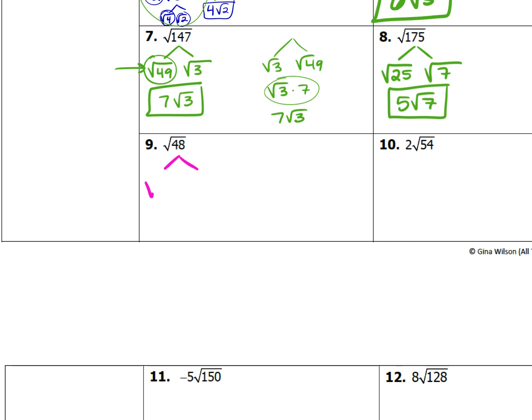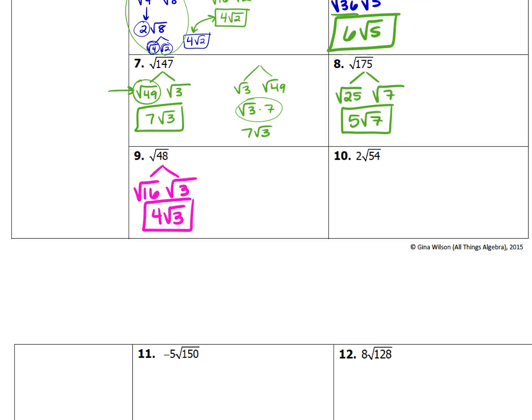All right, what'd you get on 9? What perfect square is 48 divisible by? 16. So that goes on the left. Times what? 3. So that becomes, how do you simplify that? 4 root 3.